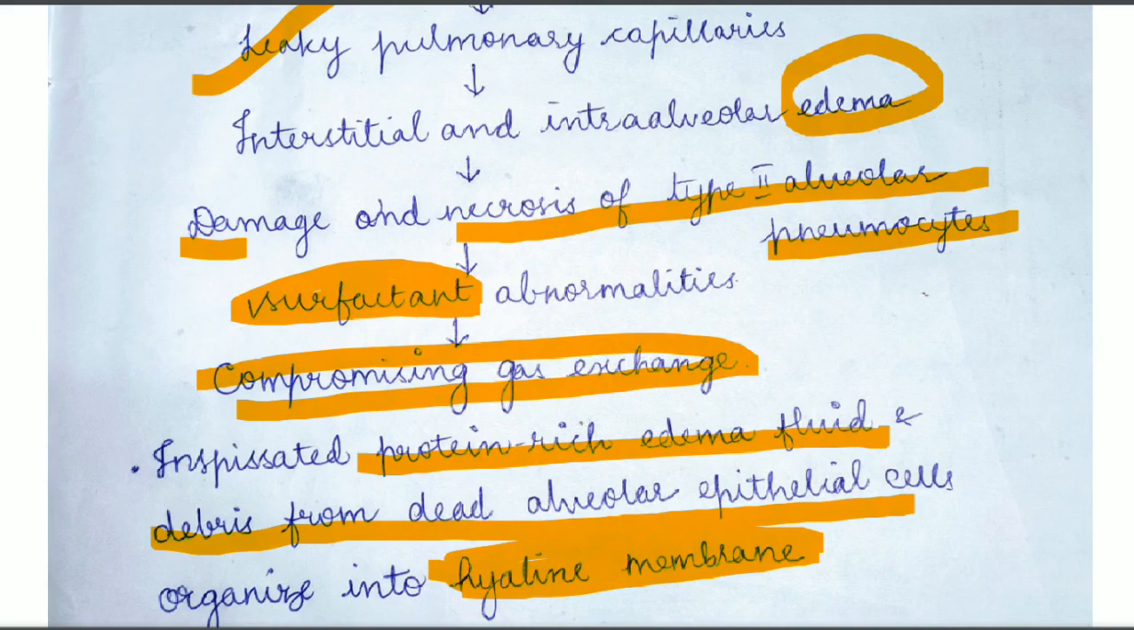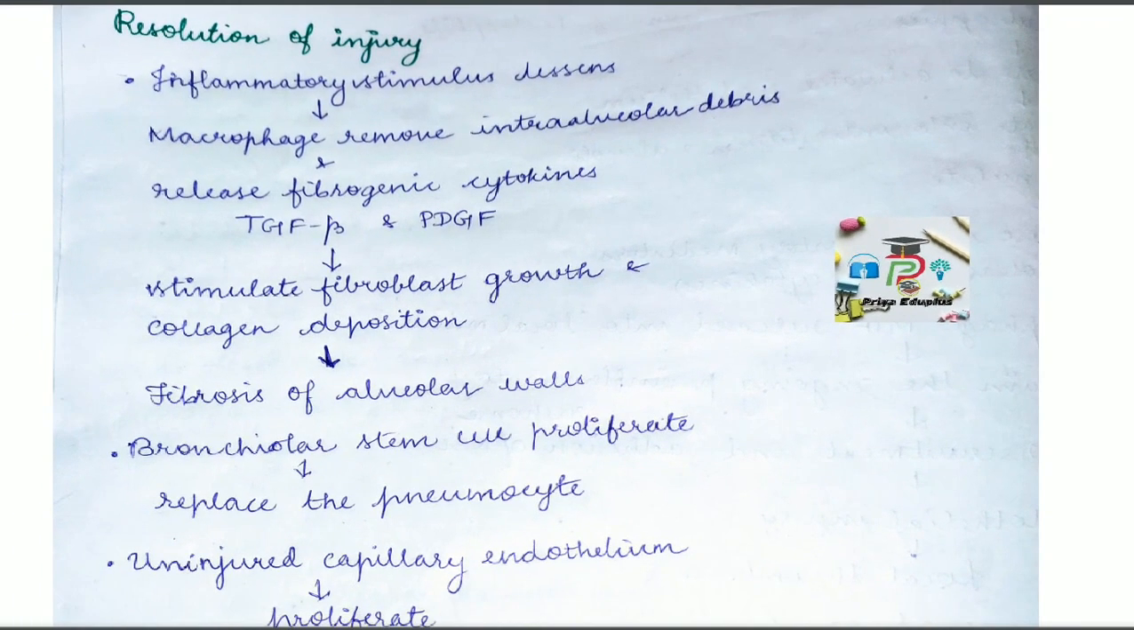Inside the alveoli, the protein-rich fluid and debris from dead alveolar epithelial cells get organized and form hyaline membranes. It is very important. Okay, formation of hyaline membrane is very important. Okay friends, next one is resolution of injury.